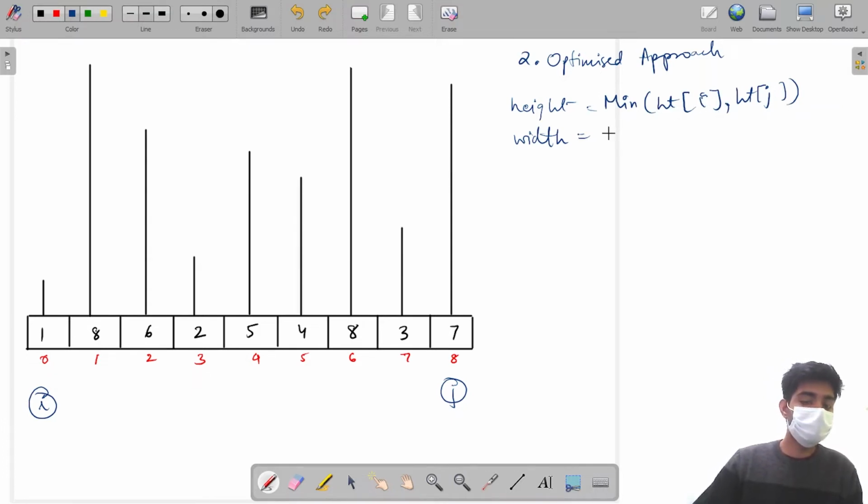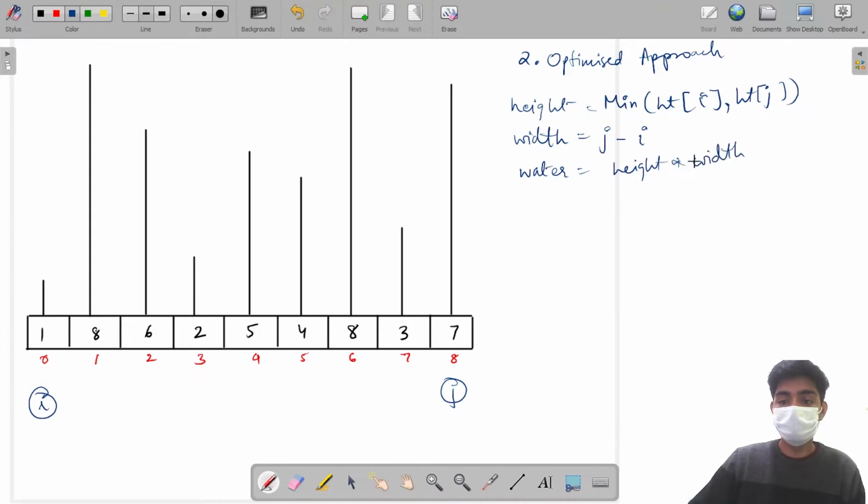What is going to be the width? Width is just going to be the range between the two. So if I have i and j, the range between the two will be j minus i. So my width is going to be j minus i, and my water will be height times width. Let's call this most water.